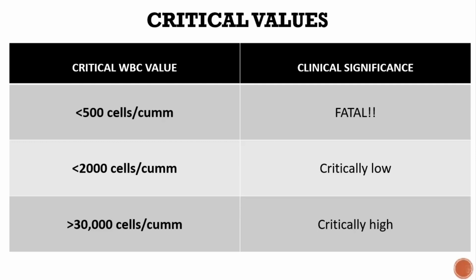If your WBC count is less than 2000 cells per cubic millimeter, then it is said to be critically low. And if your WBC count is greater than 30,000 cells per cubic millimeter, it is considered to be critically high. But again, as I said, up to 30,000 in pediatrics is quite normal. As I said, you can refer to the age group in the previous slide.